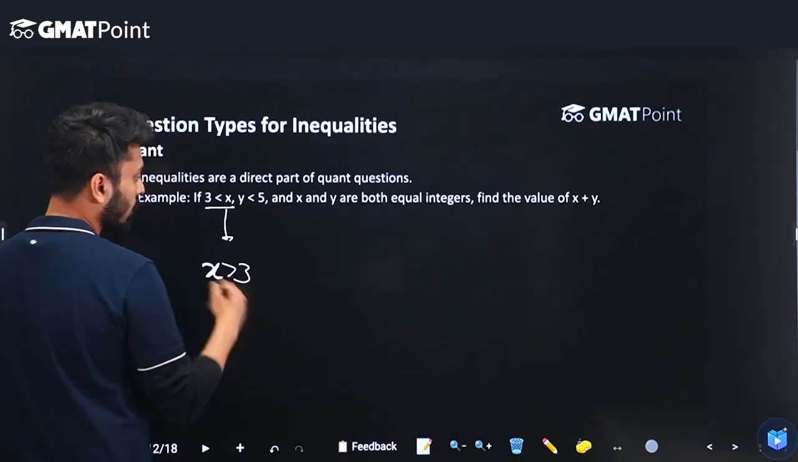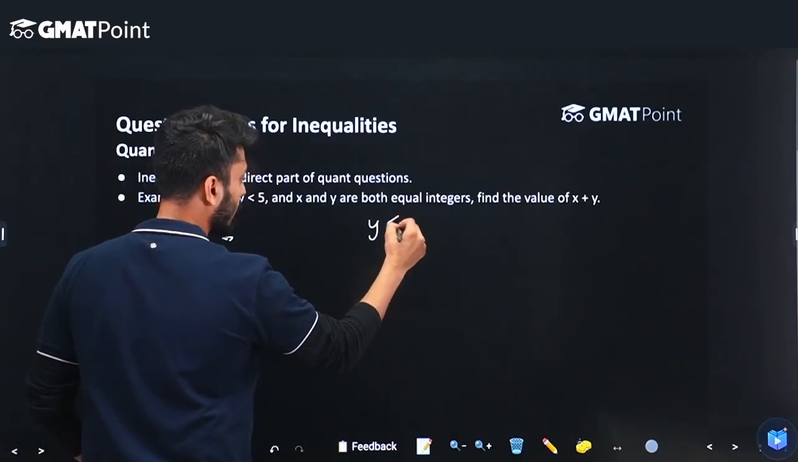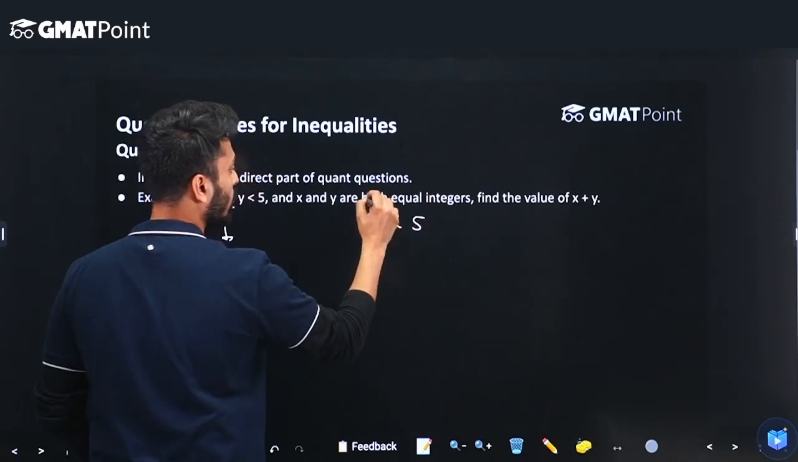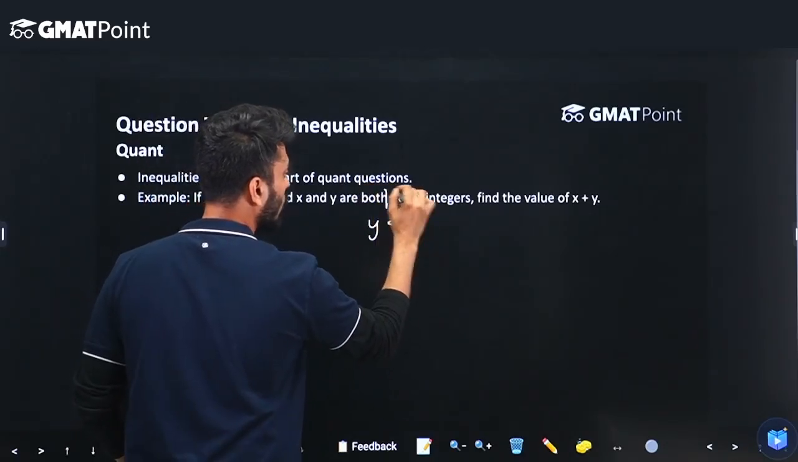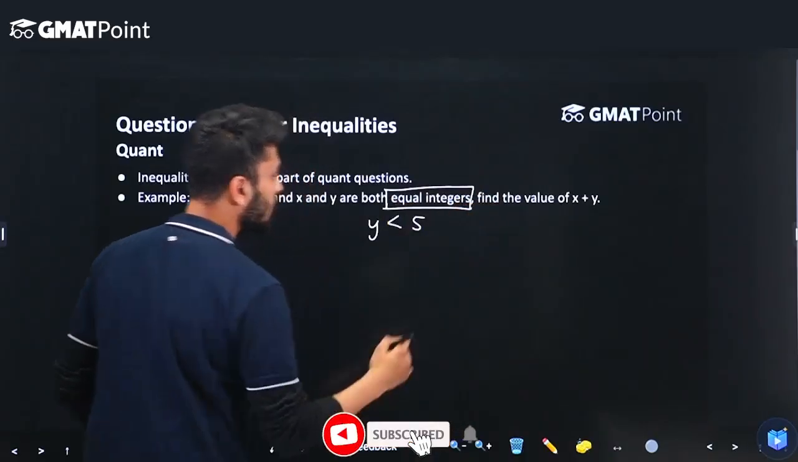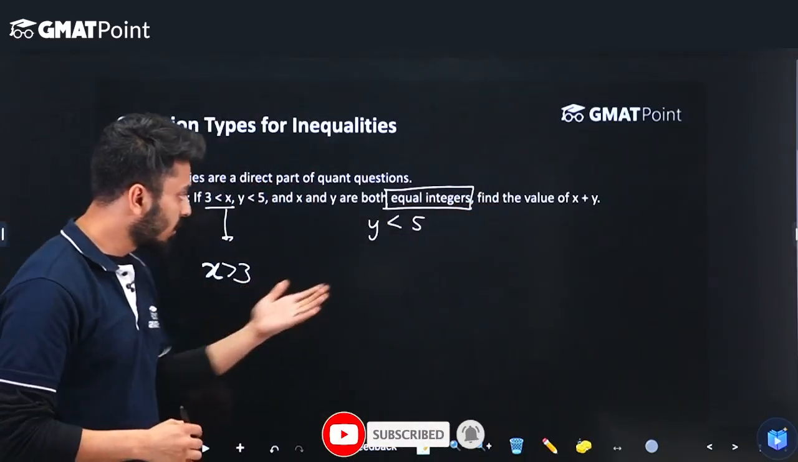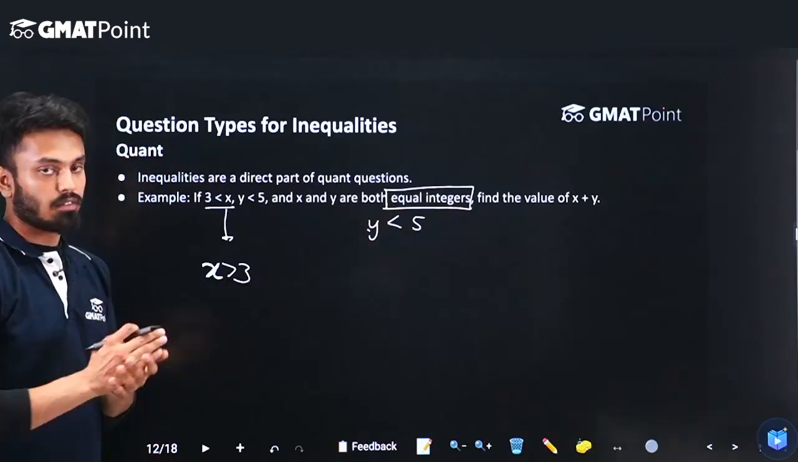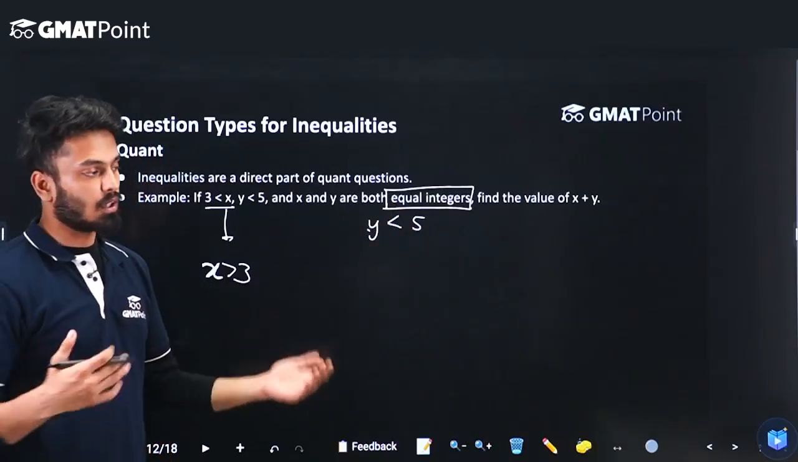I know x is greater than 3 and I know y is less than 5, and again, a very crucial piece of information: they are both not only integers, they are equal integers. This means whatever values are allowed within this constraint and whatever values are allowed within this constraint as well, x and y must be equal. There might be one or there might be more values.